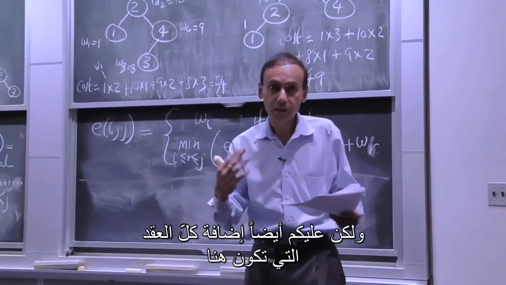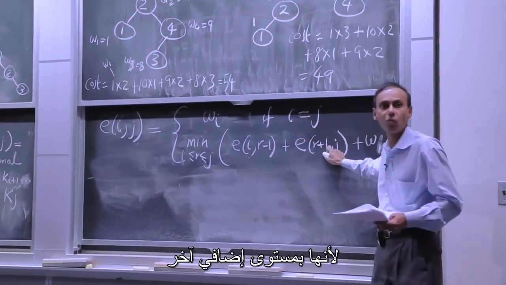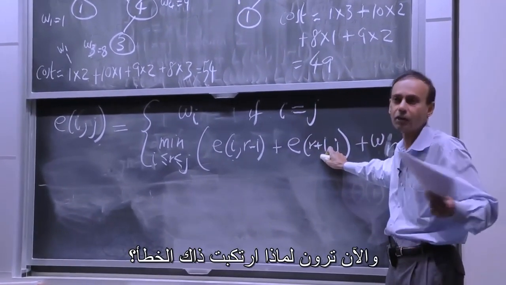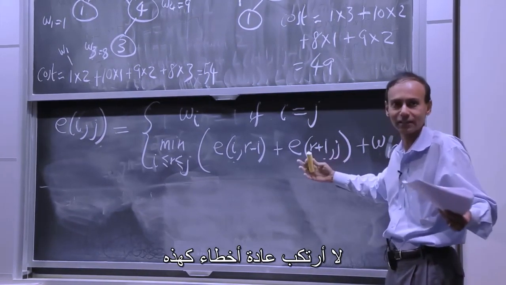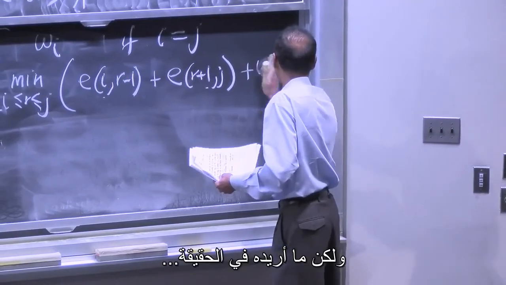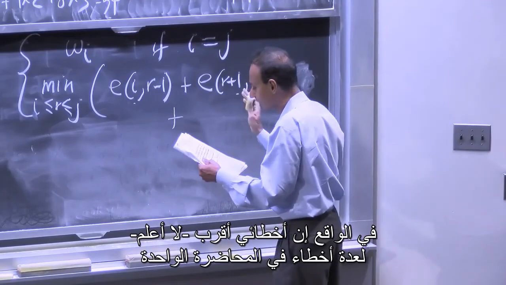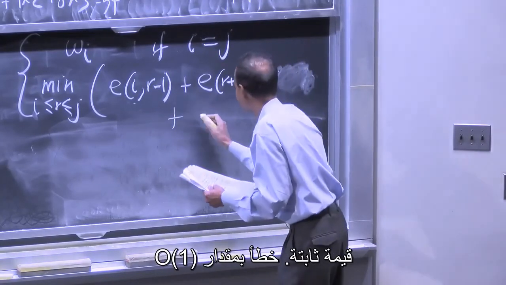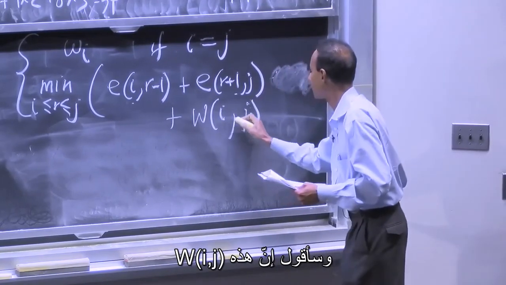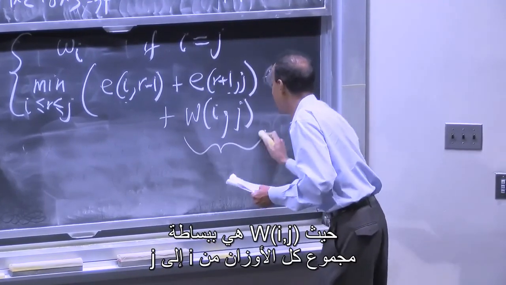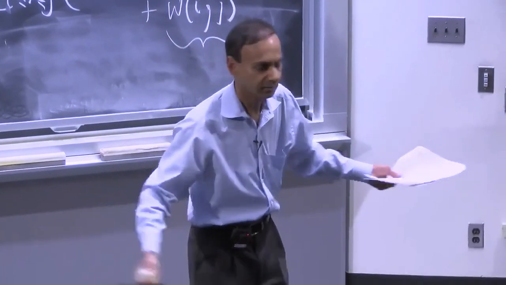So that needed to be a w_r. Okay, but you also need to add all of the nodes that are in here because they're one more level, right? And now you see why I made the mistake, right? I don't usually make mistakes. But what I really want, actually it's more like a few per lecture, constant order 1 mistakes, right? And I'm going to say this is w(i, j), where w(i, j) is simply the sum of all of the weights from i to j, okay?